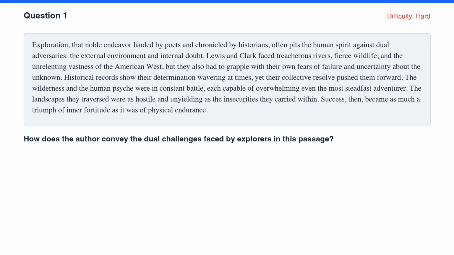Question 1 of 25. We're opening on a hard one. Stay focused. This passage is titled, "The Heart of Exploration." The passage describes exploration as a struggle against two kinds of adversaries: the external environment and internal doubt. Using Lewis and Clark as the central example, it weaves together treacherous rivers and fierce wildlife with fears of failure and uncertainty. The question asks how the author conveys these dual challenges faced by explorers.